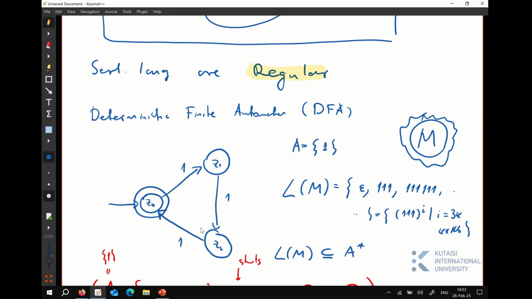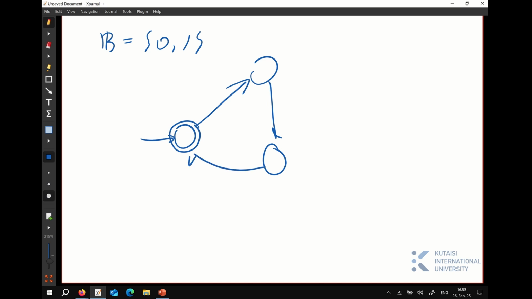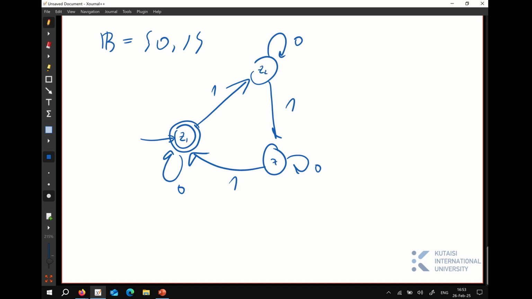This is a slightly different example. Let's take our alphabet B to be {0, 1}. Now let's draw our machine this way, with the accepting state like this, and transitions on 1, 1, 1. For zeros, it stays in place. So this is Z1, Z2, Z3. What language does this accept? It accepts strings where the number of ones is a multiple of 3.